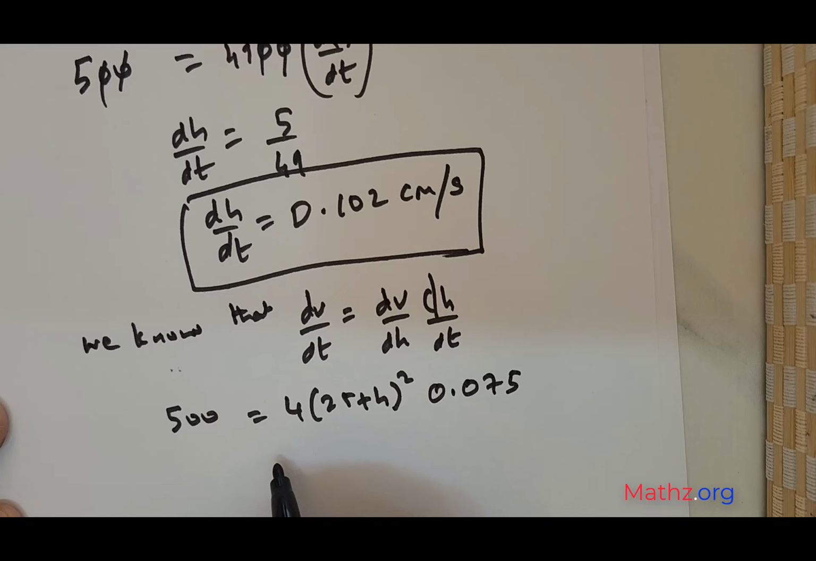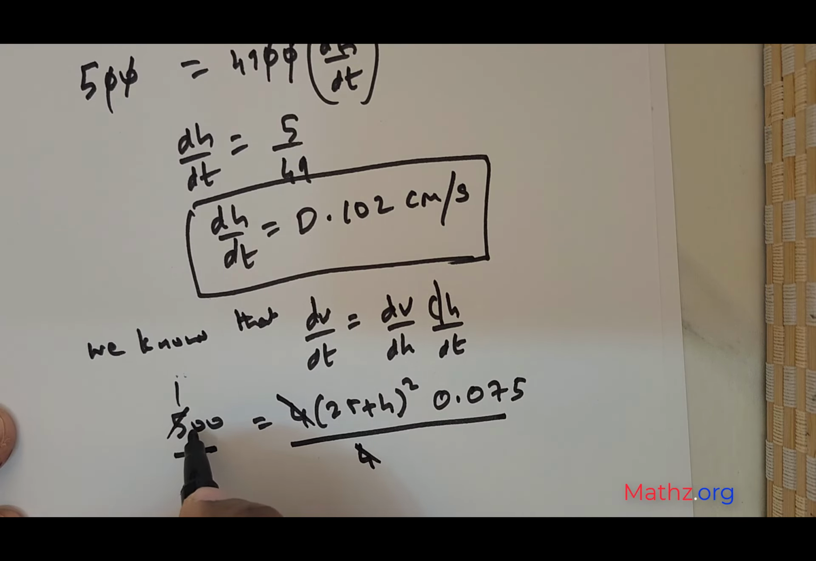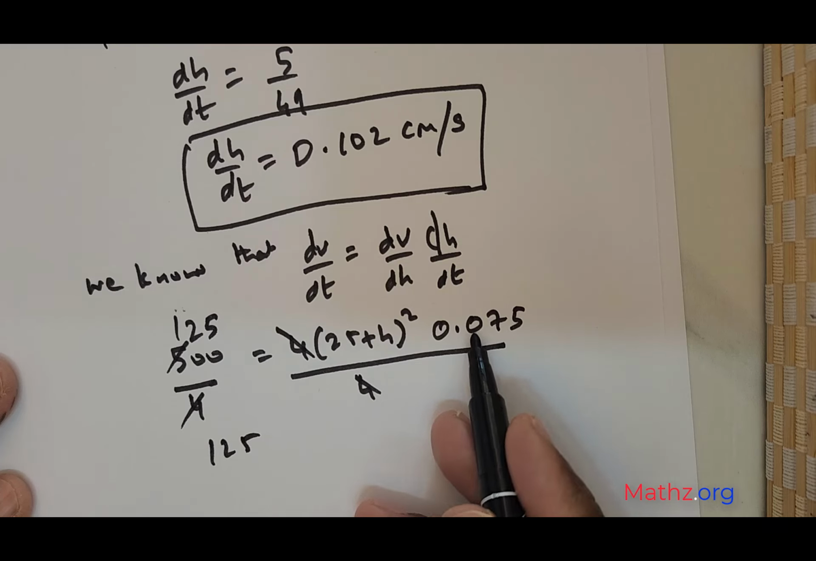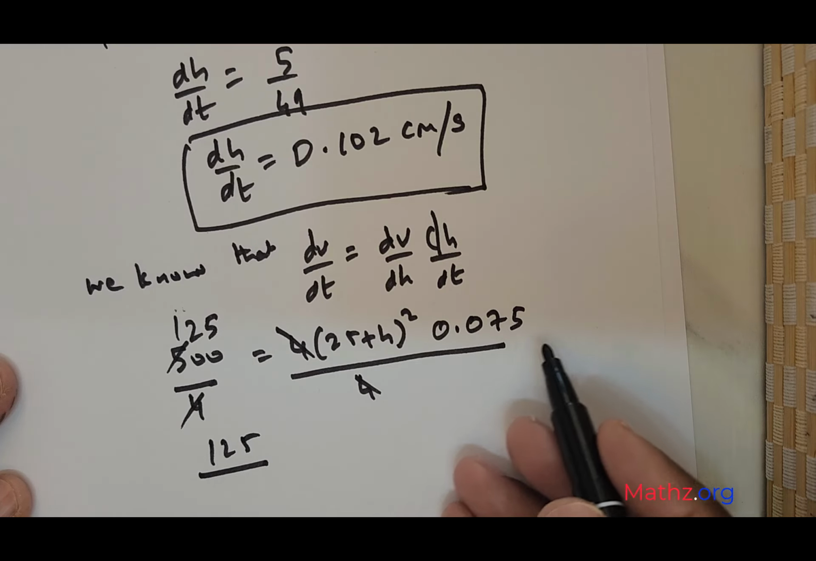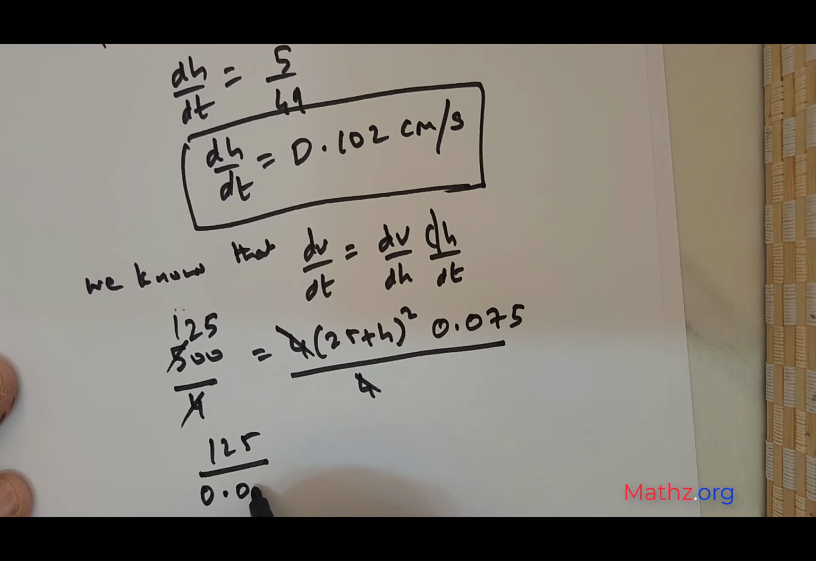So what I would do is first divide everything by 4. So this is divided by 4, this is divided by 4, 4 gets cancelled, 4 divides 5 once, you have 10, 4 2s are 8, 20, 125. So you have 125, and you move this down, or divide by 0.075 on both sides. So you get 125 divided by 0.075 is equal to (25 + h) squared.